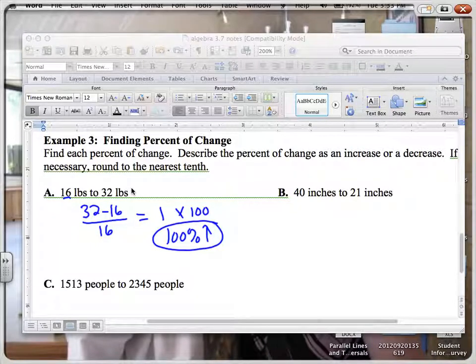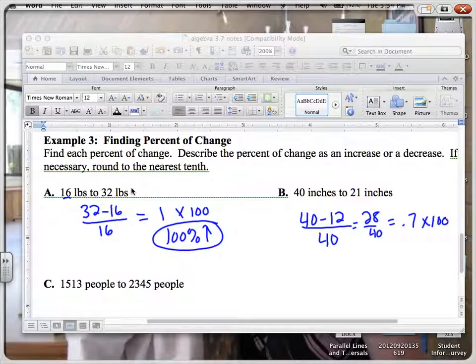Okay, 40 to 12. We take 40 minus 12 divided by the original. The original is 40, because that one comes first. So 40 minus 12, you get 28 over 40. Divide those numbers, you get 0.7, multiply it by 100, and you get 70%. We're going from 40 to 12, so that is a decrease.